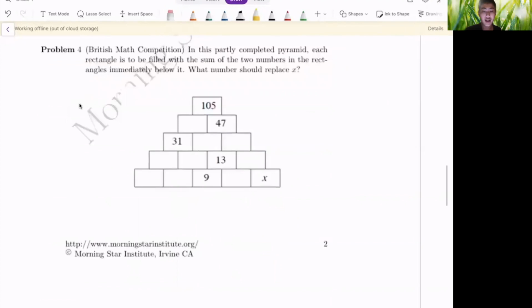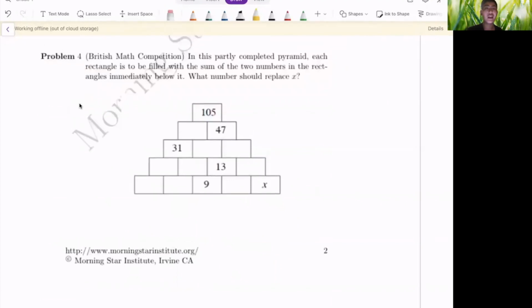Problem 4. In this partly completed pyramid, each rectangle is to be filled with the sum of the 2 numbers in the rectangles immediately below it. What number should replace x? So on the top row, we are given 105 equals 47 plus another number, and this number should just be 58. So if we write 58 here. And then at the bottom, we are given that 58 equals 31 plus another number, and this should just be 27.